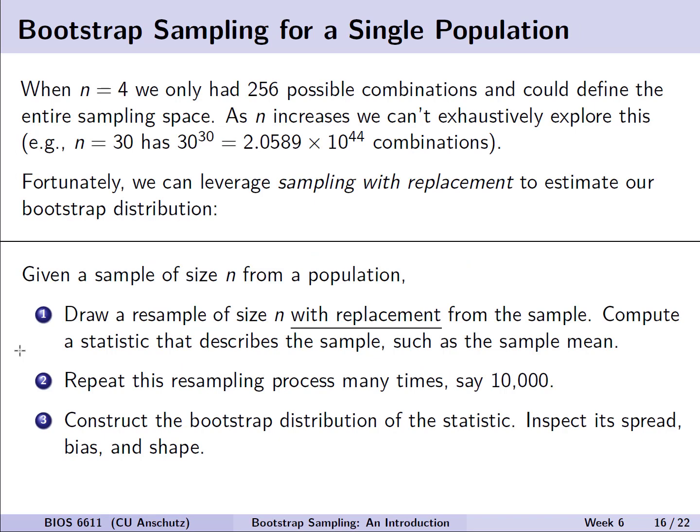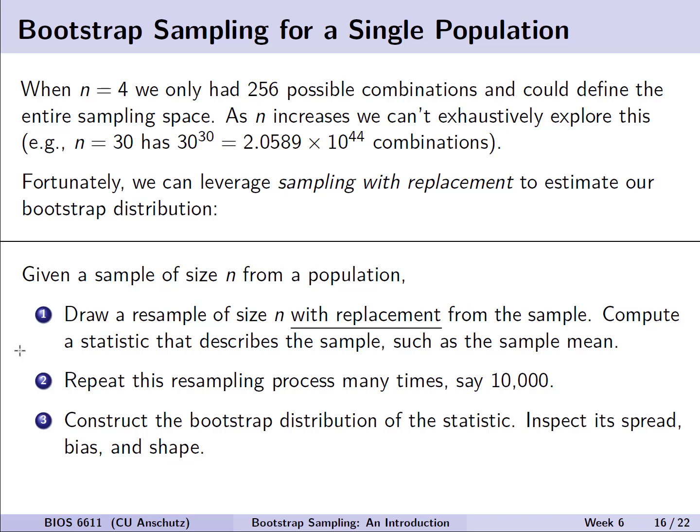Now this leads us to the crux or challenging problem we have. When we have just 4 observations, there were only 256 possible combinations, and therefore we could define the entire sampling space without much of a problem. As n, our sample size, increases, though, we really can't exhaustively explore this universe. For example, if n is just 30, we really have 30 raised to the 30 combinations, or 2.0589 times 10 to the 44. That's just way too many combinations to exhaustively describe and then further calculate summaries on.